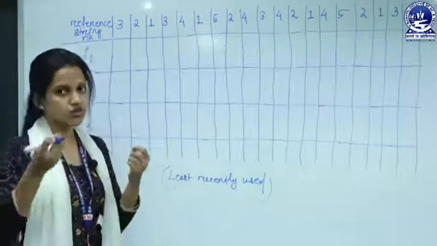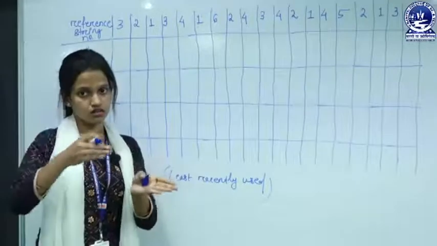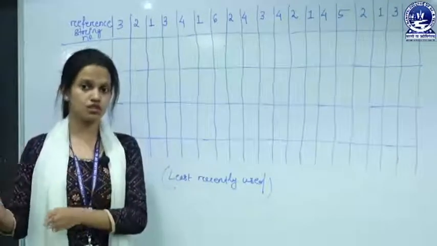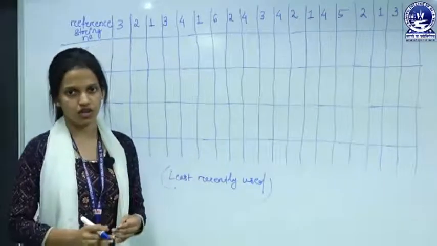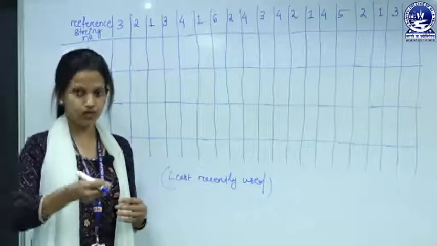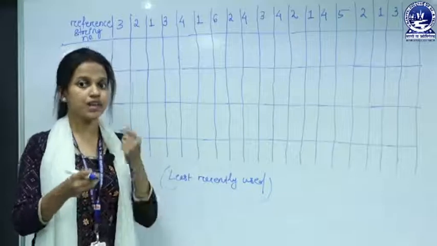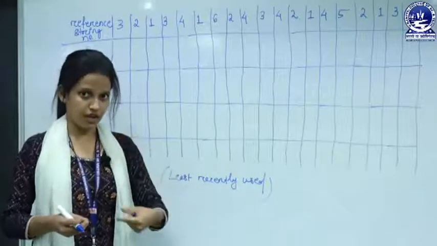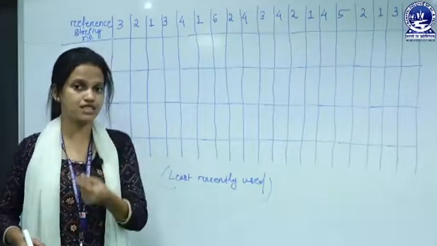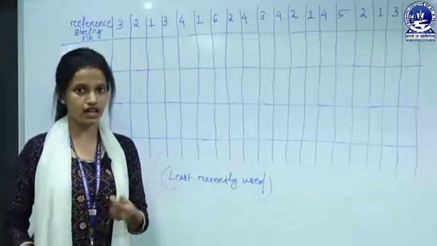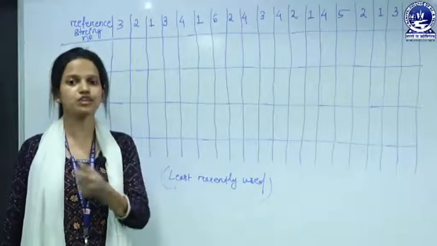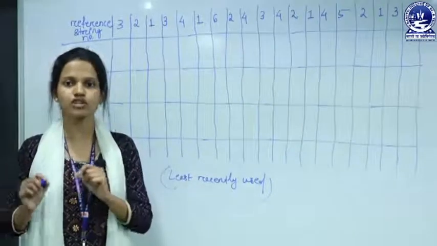The page that is replaced is swapped out to the secondary memory, and the new page is swapped into the main memory. So when a new page is swapping into the main memory, the page in main memory which is to be replaced is the least recently used, or the page which has not been used for the longest amount of time.